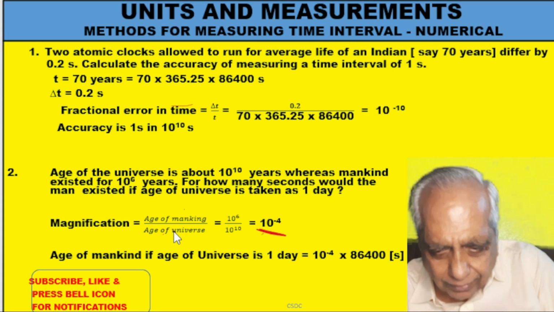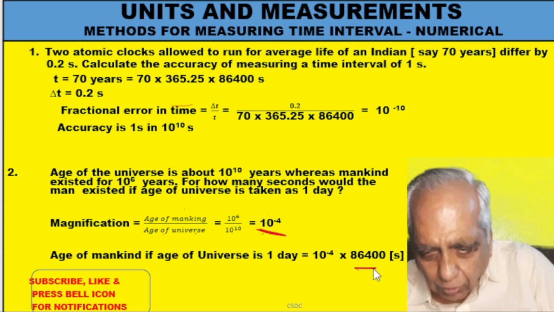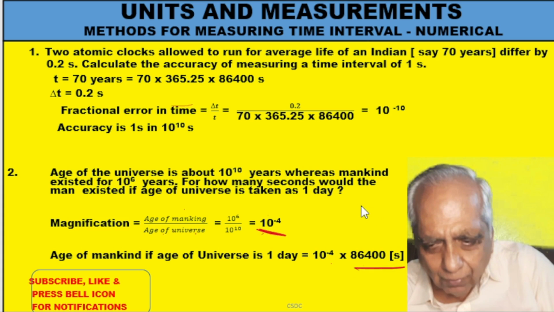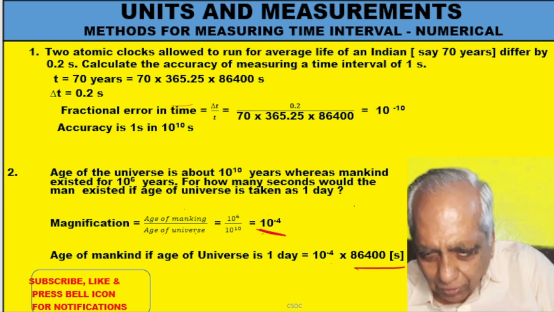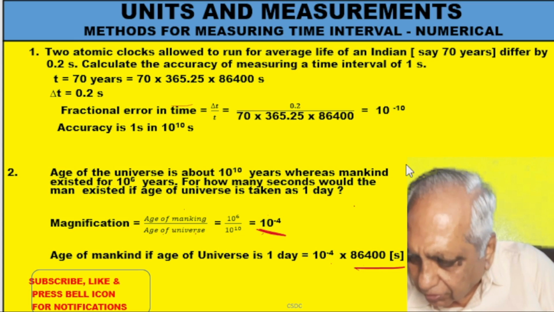So 10 raised to minus 4 is my age of mankind upon age of universe. If my universe is 1, then mankind is 10 raised to minus 4 into the age of universe. The age of the universe is 1 day, which means 86,400 seconds. So 10 raised to minus 4 into 86,400 will give me 8.64. So in case the universe was formed just one day before, then mankind has lived only for 8.64 seconds. So this is a sum on time as well as on magnification. I hope you have understood.